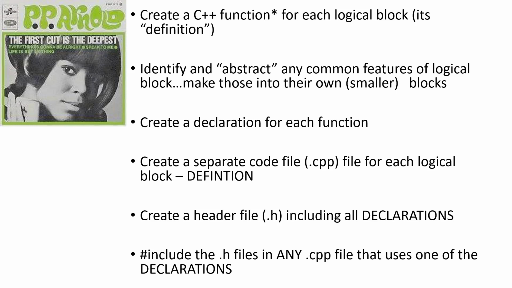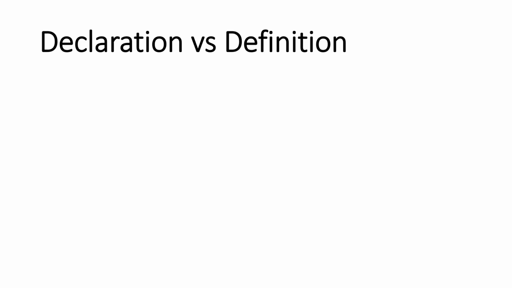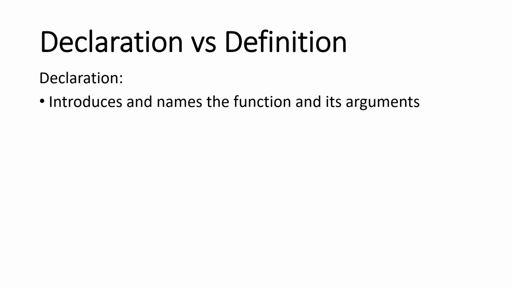So really we need to understand the difference between a definition and a declaration. Declaration is simply introducing the name of a function and its arguments and return type. But it just says to the compiler, at some point in the future, you're going to meet a function called blah, and this is what it's going to look like.